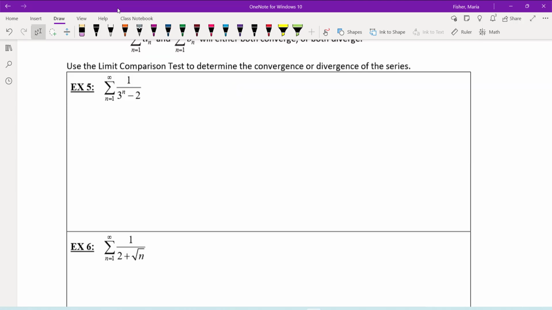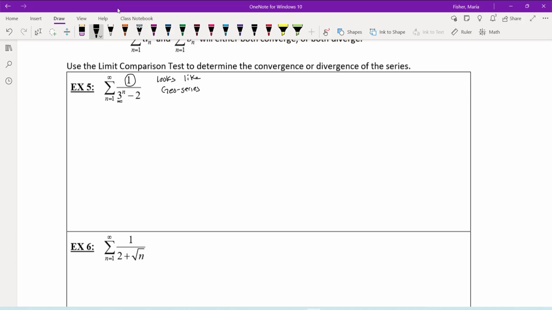Let's use the limit comparison test to determine the convergence or divergence of the series. So I have the sum from n equals 1 to infinity of 1 over 3 to the n minus 2. The first thing I do is figure out what to compare it to. Well, this is a number raised to a power, so it looks geometric. Since it looks like a geometric series, I'm going to compare it to a geometric series.